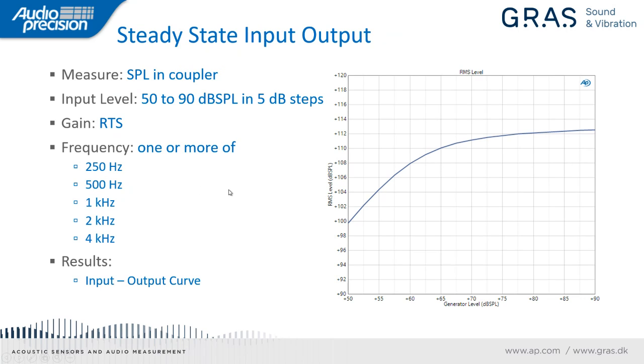The steady state input-output is a metric for hearing aids with automatic gain control. So in this case, we have an input level that we step from 50 dB/SPL to 90 in 5 dB steps. The gain of the device is set at the reference test setting, and the frequencies called out are one or more of 250, 500, 1K, 2K, or 4 kilohertz. And the result we're looking for is the input-output curve as shown on the right here. So you can see for this device, it's quite linear from about 50 to 57 dB/SPL, and then it starts to roll off as the automatic gain control circuit kicks in.